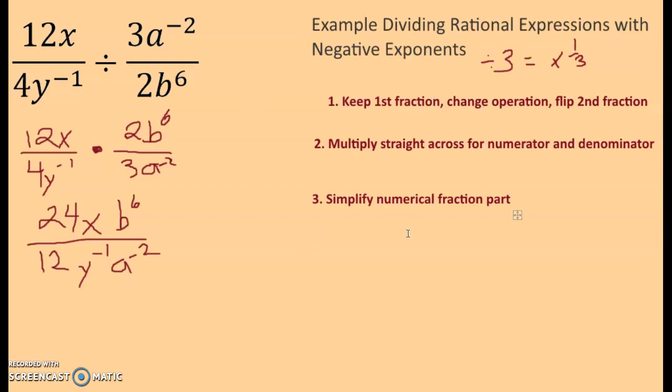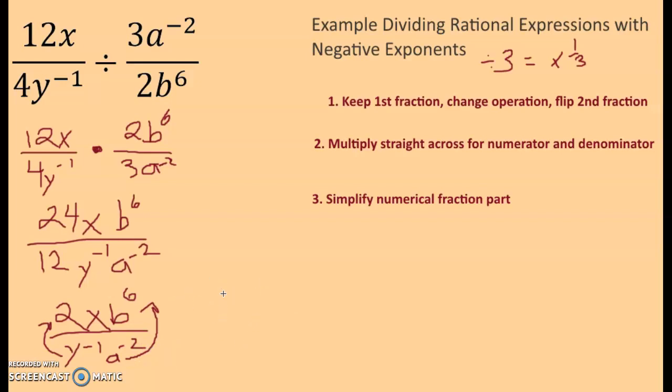From here we want to simplify the numerical fraction part, the 24 over 12. Well, 24 divided by 12 is just 2, so we can rewrite it again. 2x b to the 6th power all over y to the negative 1, a to the negative 2. Now the last thing we want to do is move the negative exponents and flip them over the bar. So that a to the negative 2 is going to go up there, the y to the negative 1 is going to go up there. Look, our denominator is only going to have a 1 left over in the bottom, in the denominator.